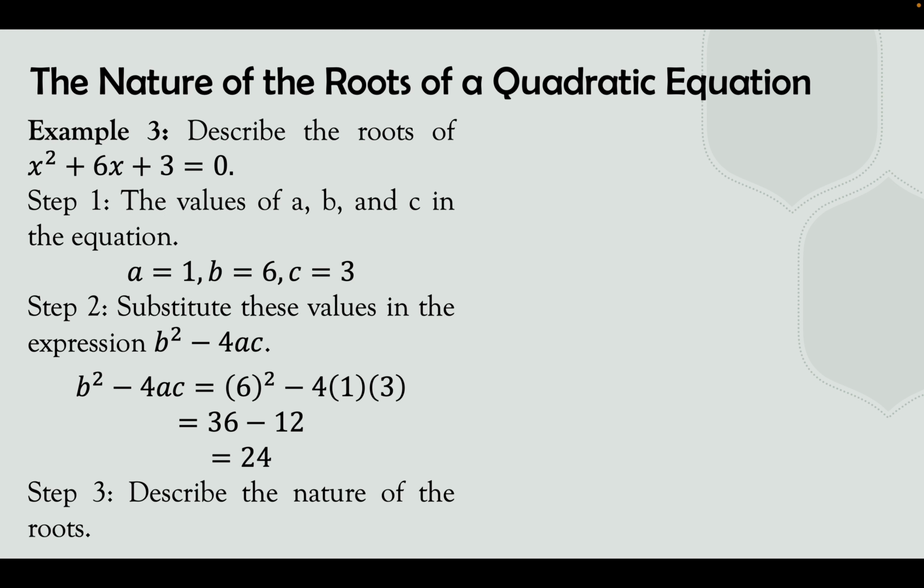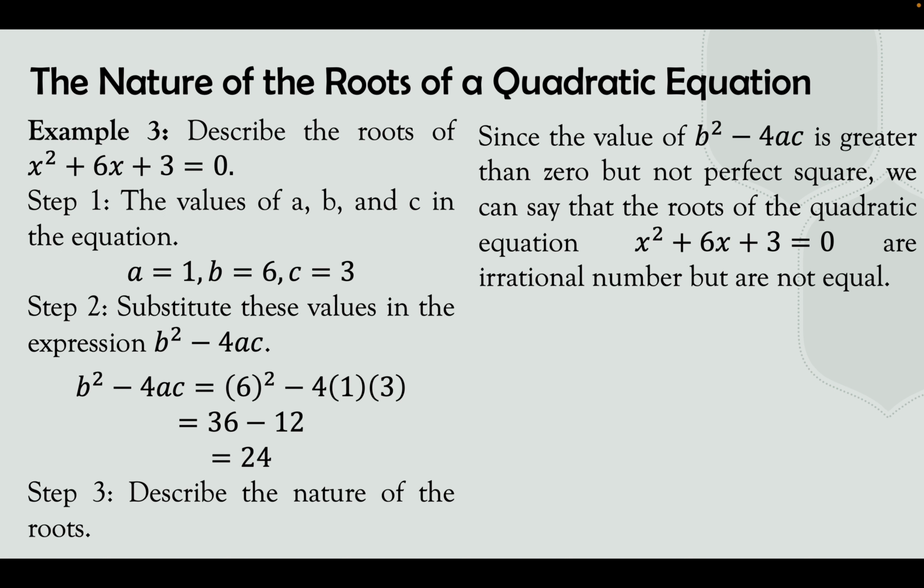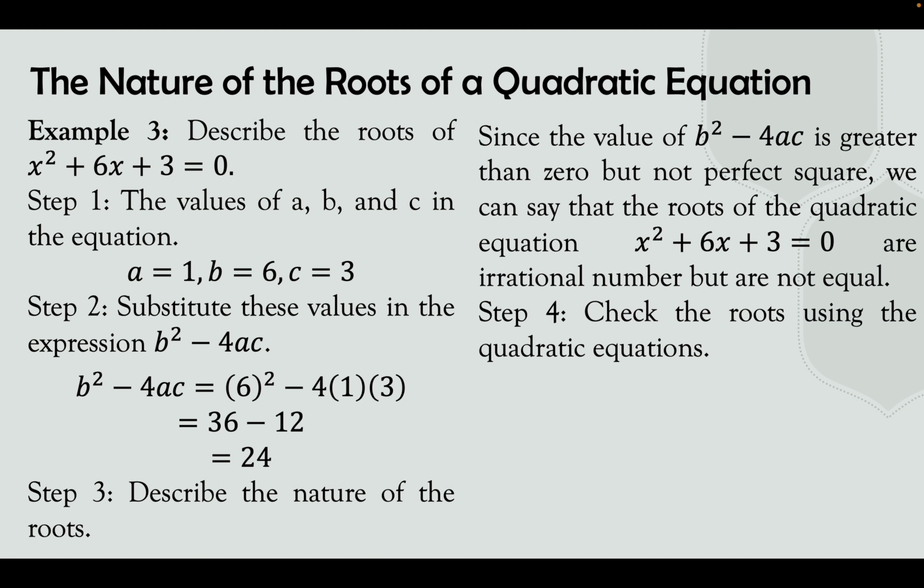Describe the nature of the roots. Since the value of b squared minus 4ac is greater than 0 but not a perfect square, since 24 is not a perfect square, we can say that the roots of the quadratic equation x squared plus 6x plus 3 equals 0 are irrational numbers but are not equal. Check the roots using the quadratic formula.